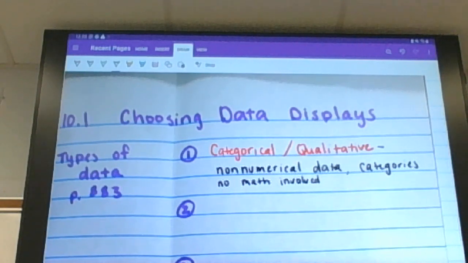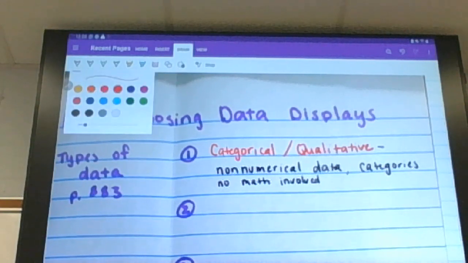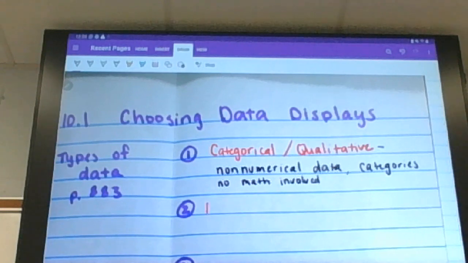All right, the second type of data, just the opposite, numerical. And the other word for numerical is quantitative, because it's talking about quantities. So the first one's talking about categories, the second one's talking about quantities, numbers.